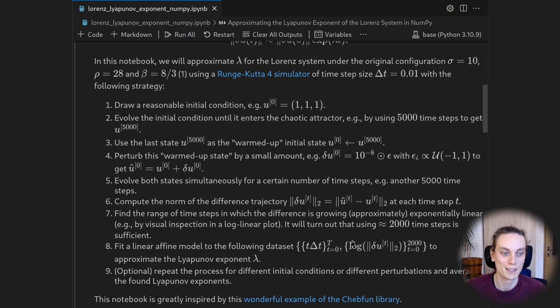You will see that in a second. And this then allows us to derive the largest Lyapunov exponent lambda, or at least it gives us an approximation of it. Because an optional further step would be that one repeats this process a couple of times and then averages to get a more precise estimate of this Lyapunov exponent.